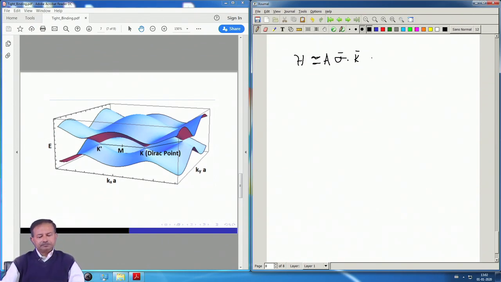And this is the massless Dirac form with a linear spectrum, and sigmas are the Pauli matrices in 2 dimensions. So, 2 by 2 Pauli matrices, you know what these are; they appear in our problems of spins and all that. So, that is the kind of matrix Hamiltonian that you will get for this system if you expand about the k or k prime point. So, these are like massless Dirac fermions.